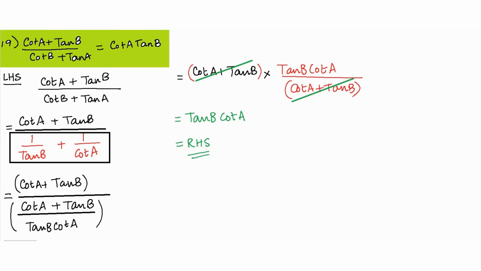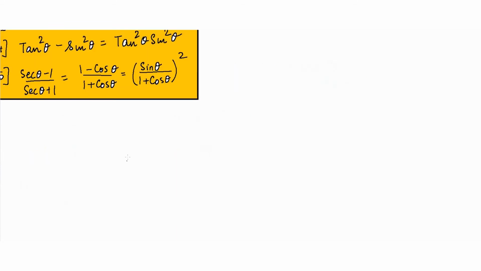Okay, let us now continue with the next solution. These are the next two questions that I am supposed to solve. We have tan square theta minus sine square theta. We have to prove that it is equal to tan square theta into sine square theta. So let us see how to go about this particular solution.